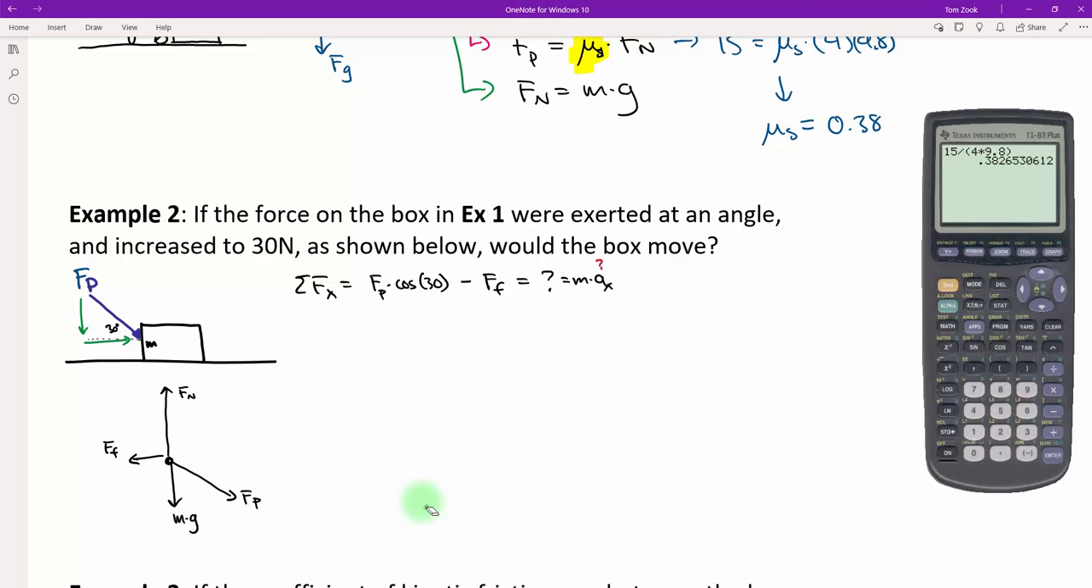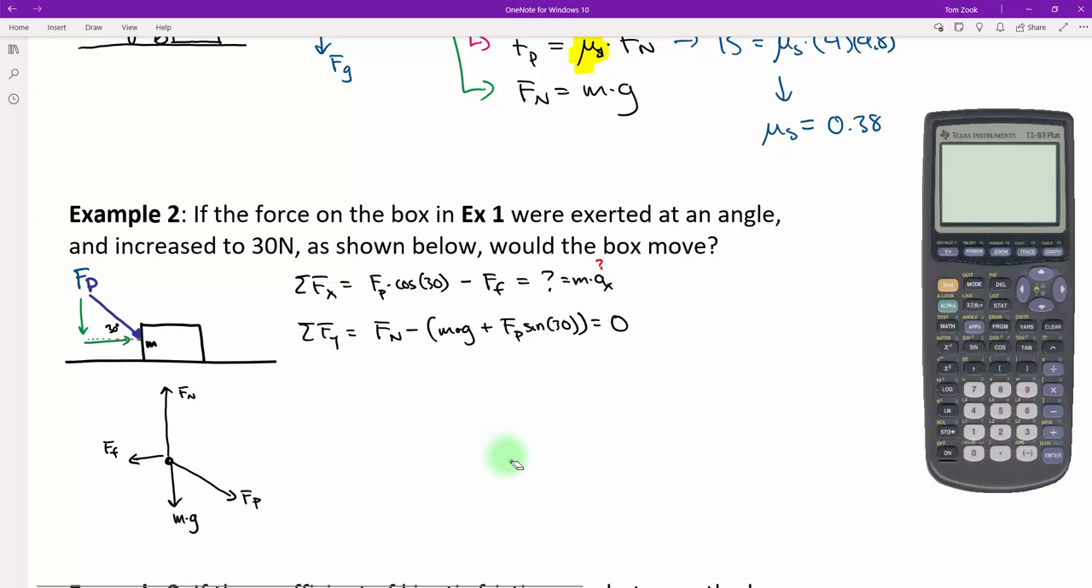Then I can write an equation for sigma Fy. I'll have F normal going up minus the combination of mg and the FP sine 30. And since I know it's not sinking in the ground, I'm going to go ahead and say that's equal to 0. So at this point, this is a problem that you can work out.